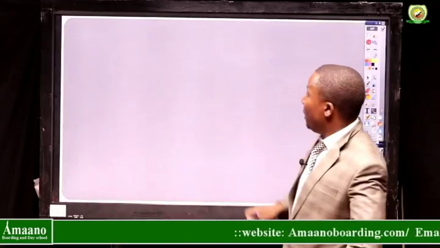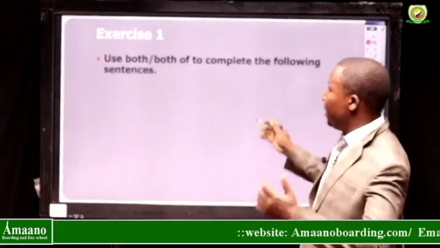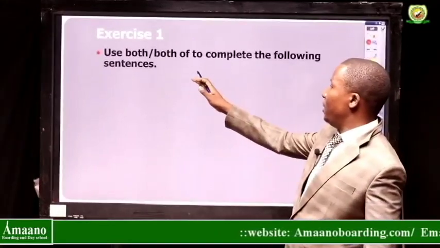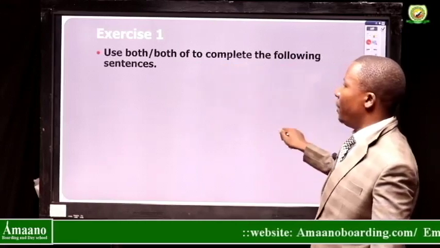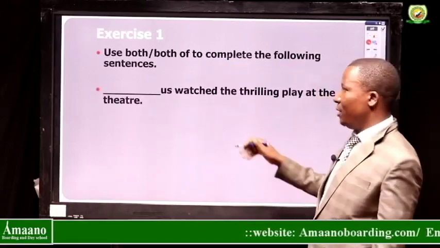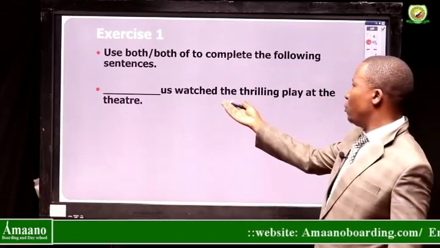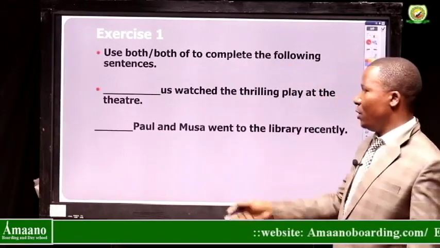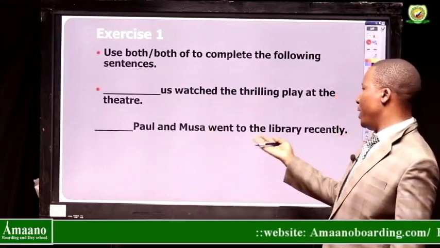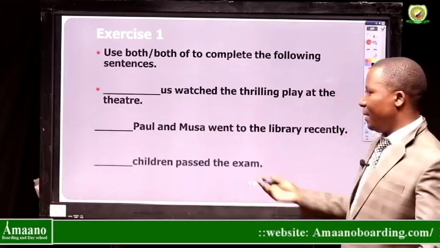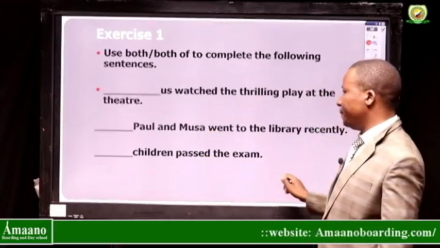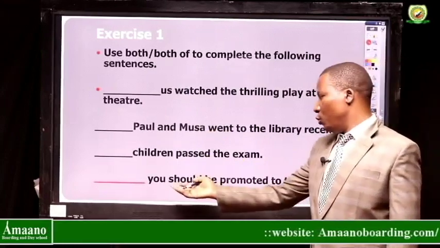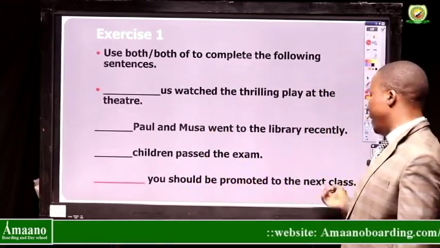Now, we have an exercise here. Use both or both of to complete the following sentences. Number 1, dash has watched the thrilling play at the theater. Number 2, dash Paul and Musa went to the library recently. Number 3, dash children passed the exam. And number 4, dash you should be promoted to the next class.